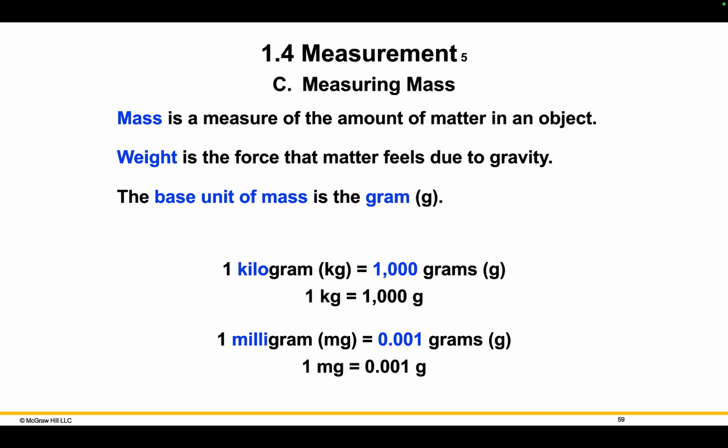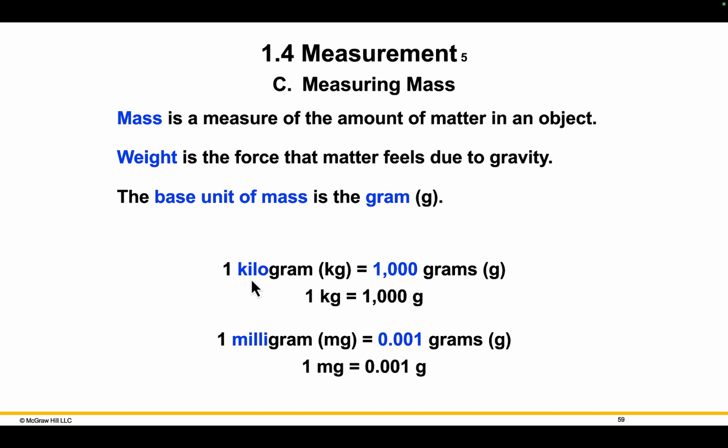Mass is just the amount of matter in an object. Remember, I matter, you matter, we all matter. Everything matters. And so mass is just a measure of how much matter is in an object. Weight corresponds to that, but weight has to do with gravity. And so weight is going to be different whether you're talking about weight on the moon or on Earth or on Mars, where mass is just a unit, it's how much matter there is. So it's going to be the same regardless of where you're located. So the base unit of mass is the gram.